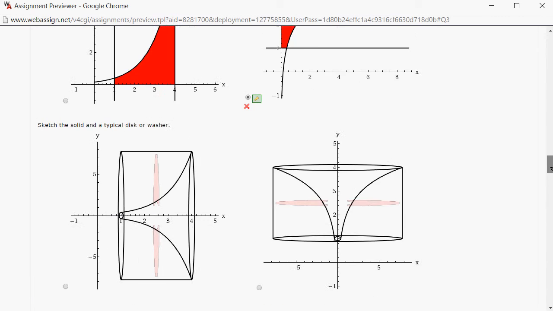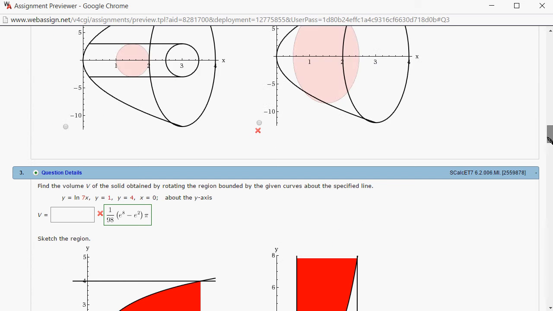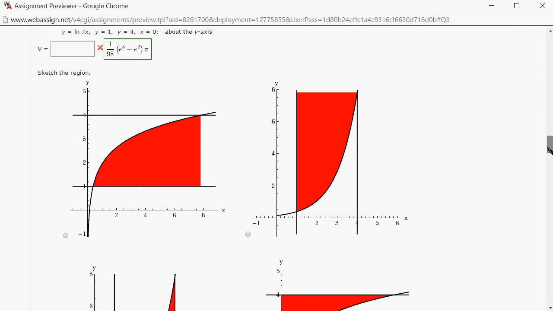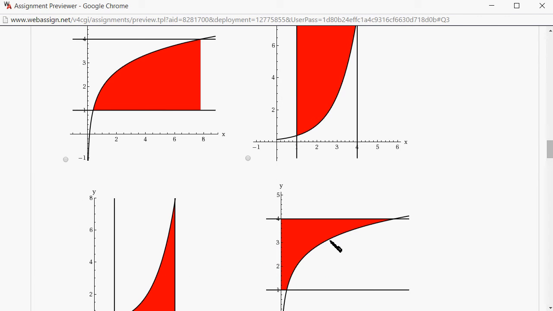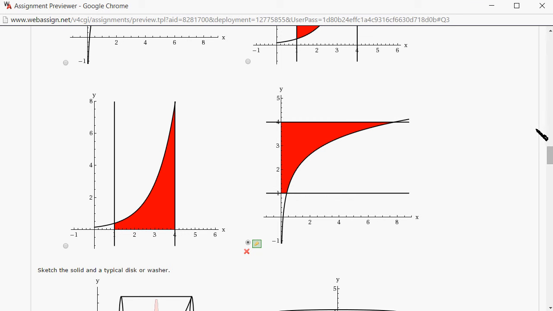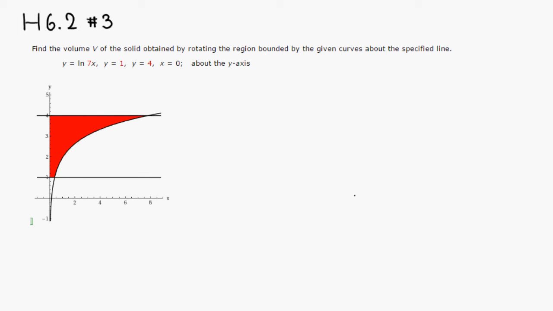Then we just need to find the volume. We can use the disk method. So I'm going to take this picture and copy it over. Alright, so we have this picture. What we're going to do is find the radius, and set up the integral with respect to y.